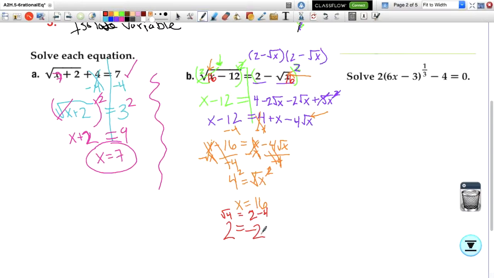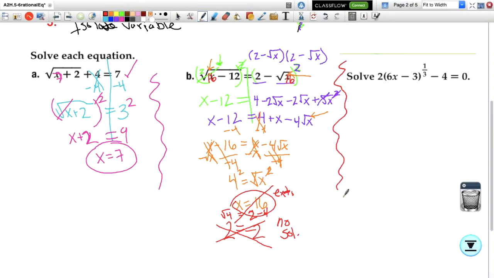Now, does 2 equal negative 2? No, it does not. This 16 is not a solution. It is extraneous. That's how we would describe it. Our answer isn't that our answer is extraneous. We would say that there's no solution, because the number we got is extraneous. It's not going to work.